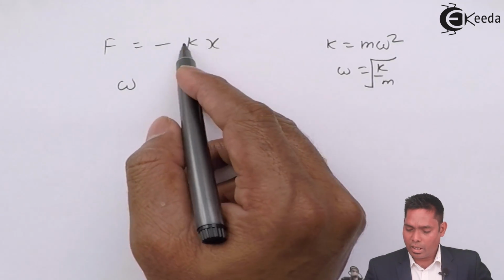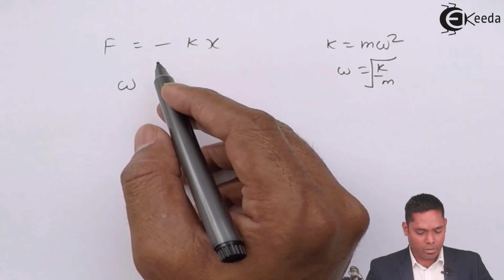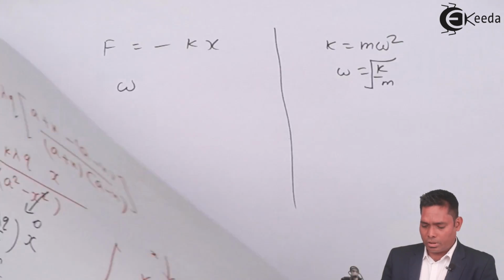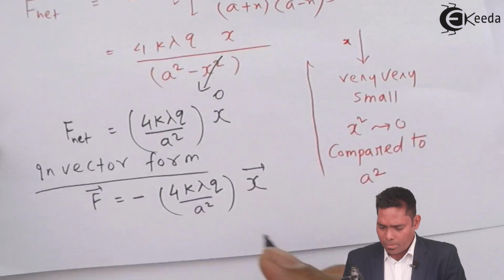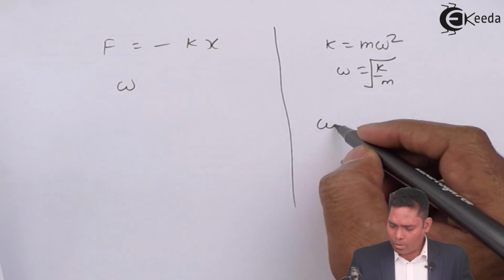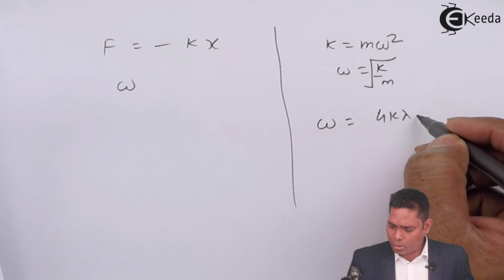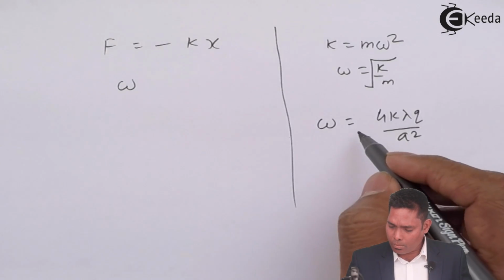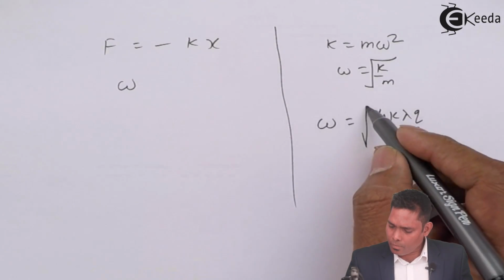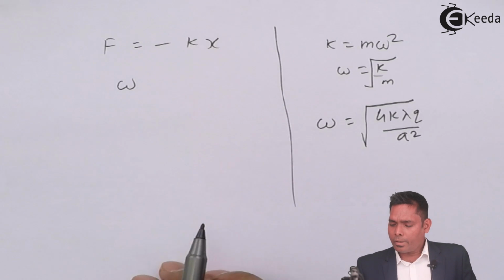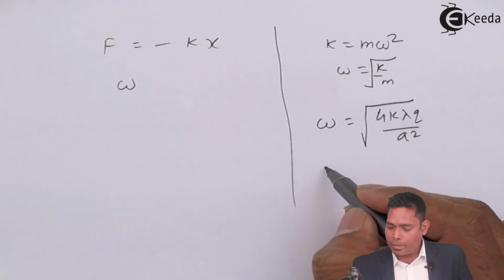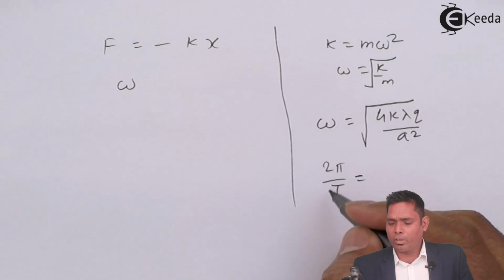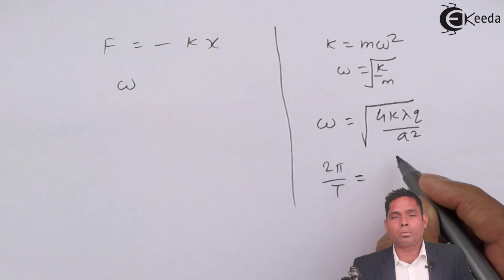So this is k. If I compare with the given situation, I'm just giving you this extra information. This will be our k, so omega will be the square root of 4kλq divided by a square, and omega is 2 pi by T. Then you can put this value here and find the value of the time period of oscillation of that particle.